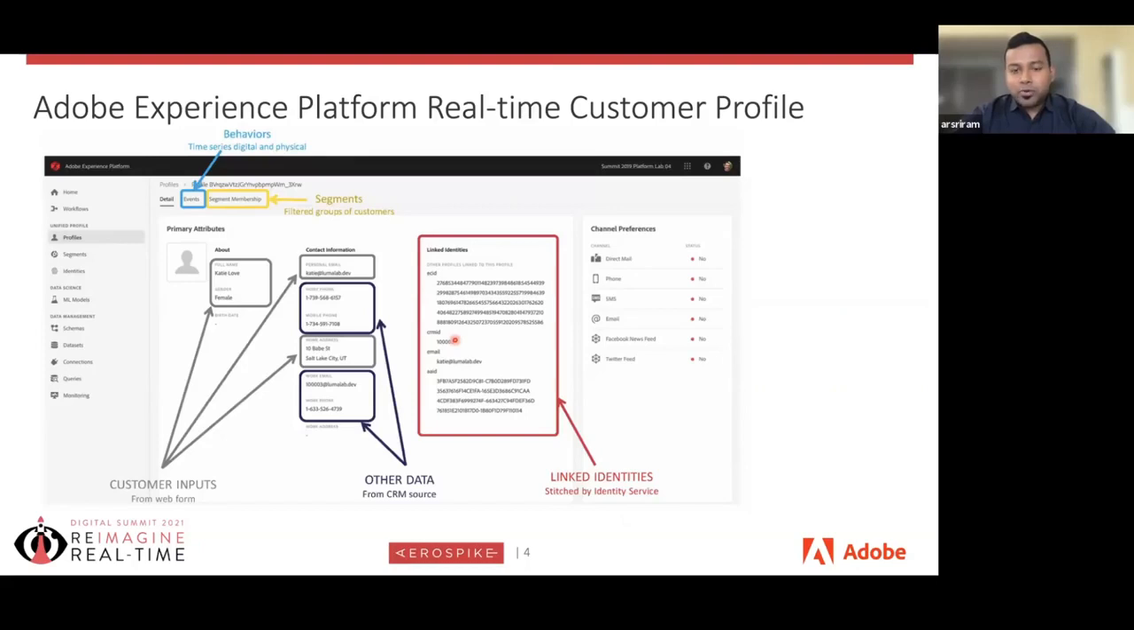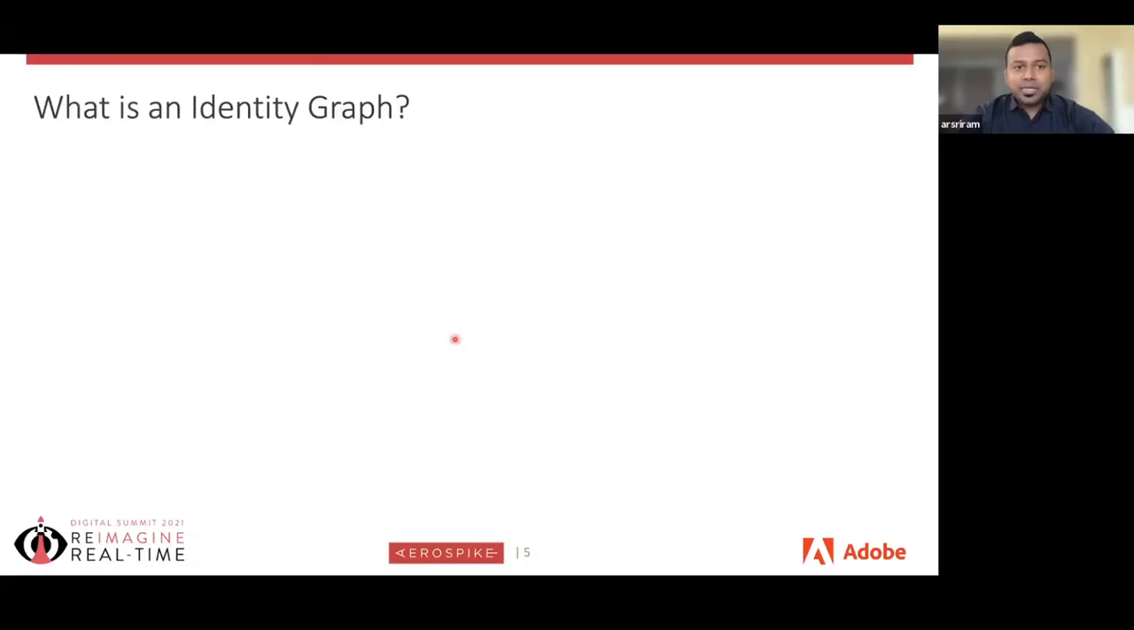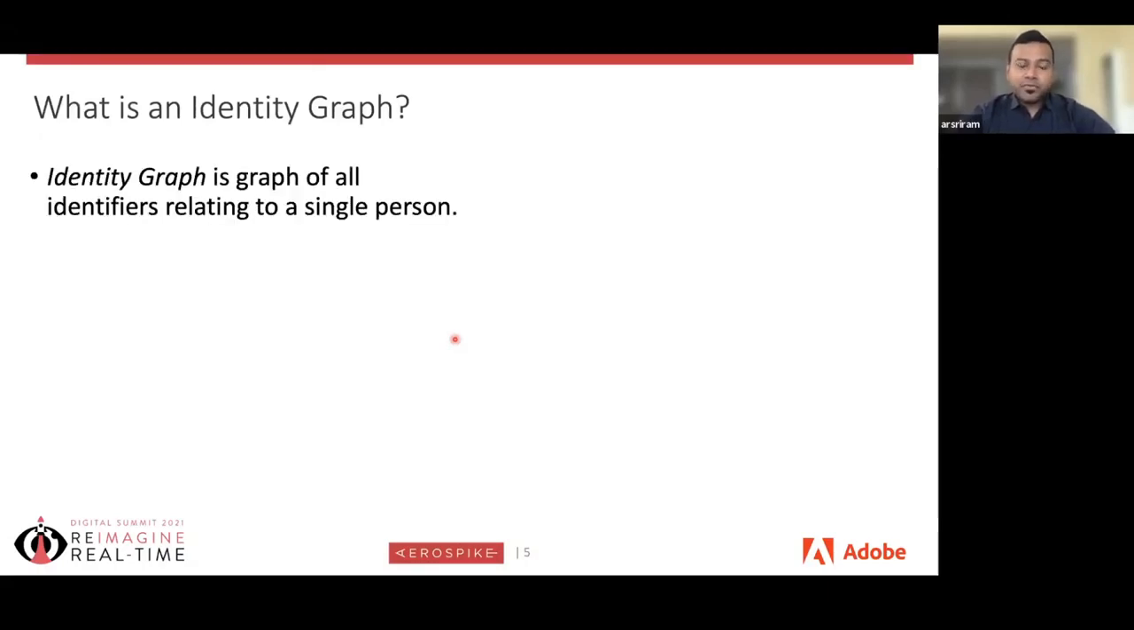We will spend more time talking about how we link these IDs and the services that power it. So to link these IDs, you need something called an identity graph. An identity graph, very simply put, is a graph of all identifiers relating to a single person.